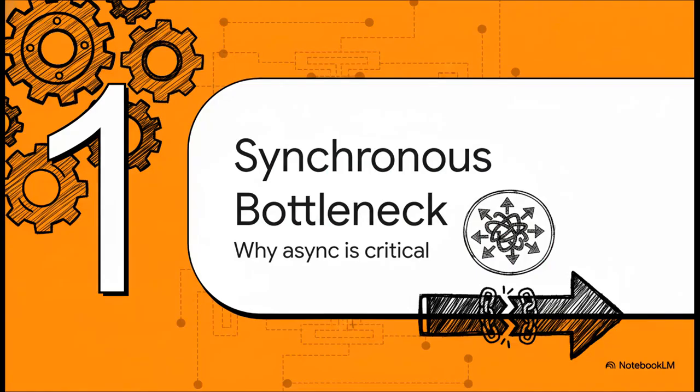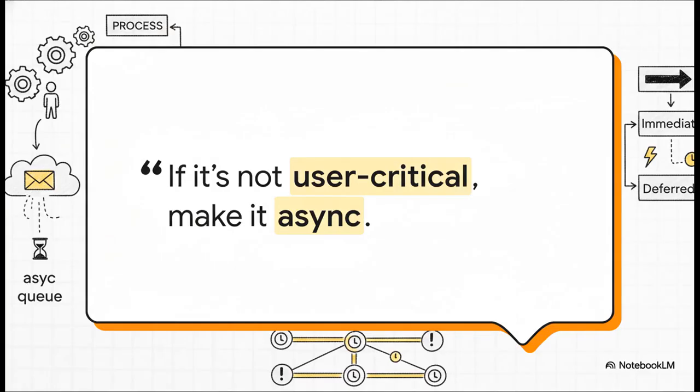Okay, let's really dig into this. The synchronous bottleneck. We need to understand exactly why this is such a critical problem for our apps before we can fix it. Seriously, if you take away just one thing from our chat today, let it be this. This is the golden rule. If it's not user critical, make it async. Think about it. Any process, any callout, any big calculation, if the user doesn't need to see the result right this second, it should be asynchronous, period. Adopting this one principle will absolutely change how you build things on Salesforce.